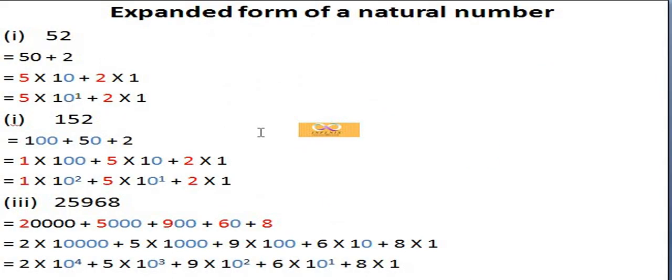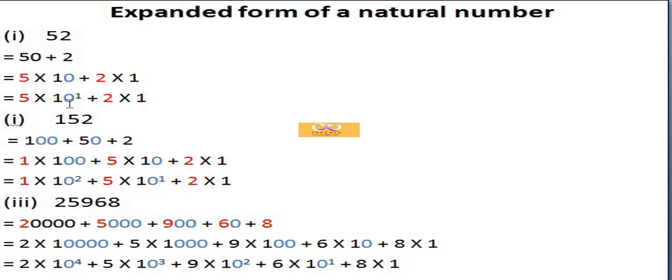Let's go to the next one, expanded form of natural number. You have been doing this for a long time now, but it is just that you were not introduced to exponents and powers. So today we are going to look at this from the exponent and powers perspective. So I have a number here, 52. This 52 I can write as 50 plus 2. 50 I can expand as 5 multiplied by 10 plus 2 multiplied by 1 will give me 2. If I add these both, I will get the number that is 52.